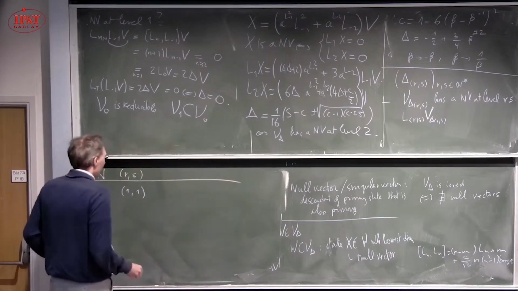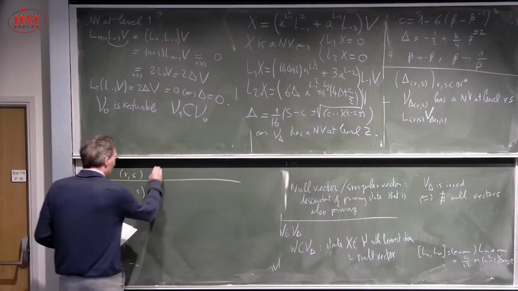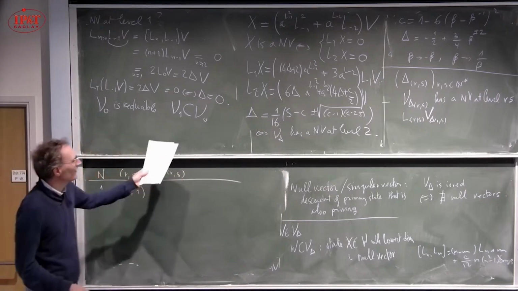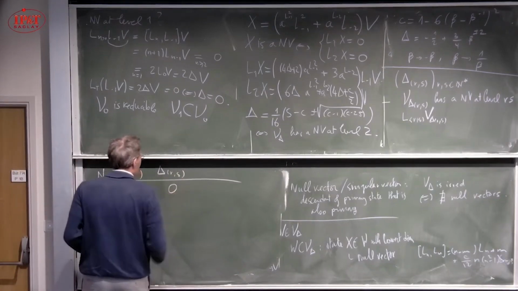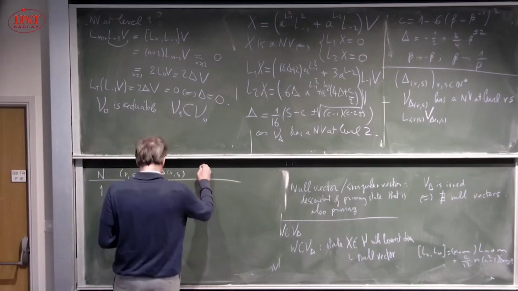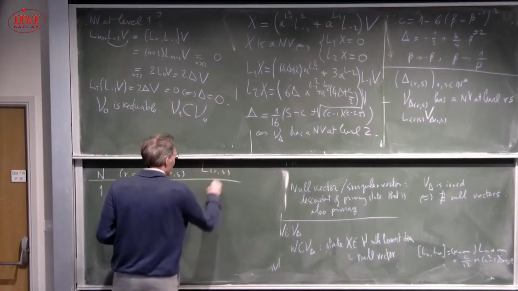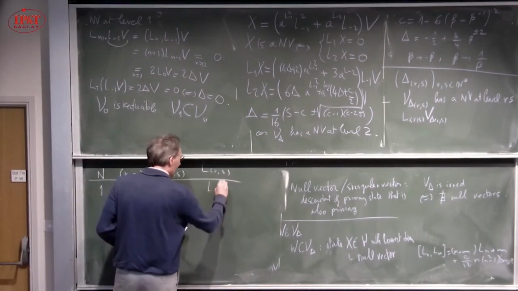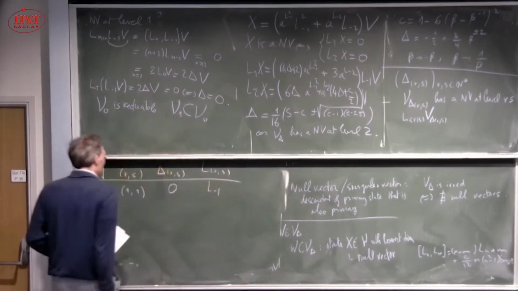And then what is delta RS? Well, we computed it, we found it was 0. And then what is the L_RS, the creation operator, which gives me my null vector? It's just L minus 1, L minus 1.